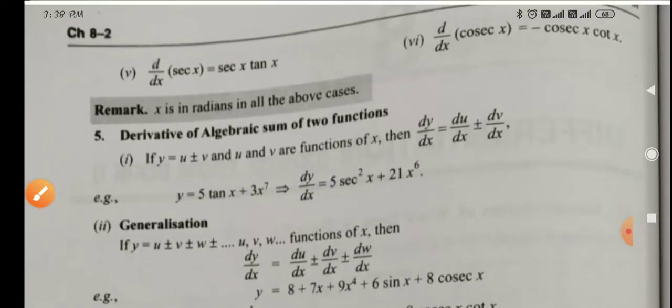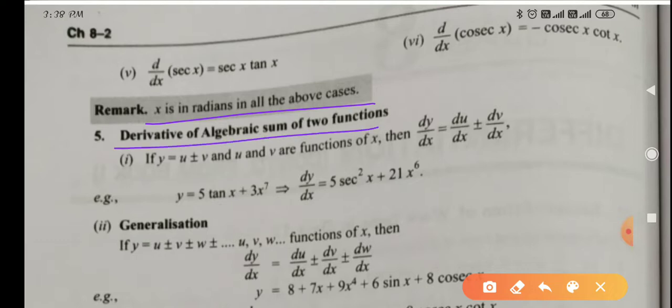Next, it is a remark you keep in mind: x is in radian in all the above cases. Whatever the value of x is, it is an angle, but this angle is in radian. You have to keep that in mind.